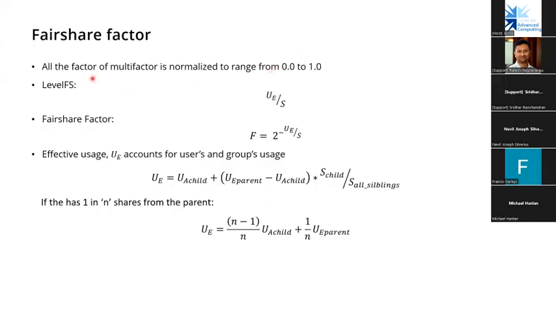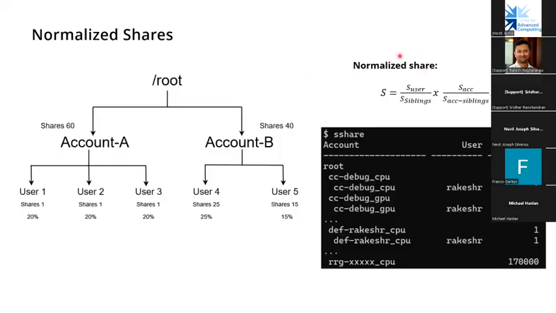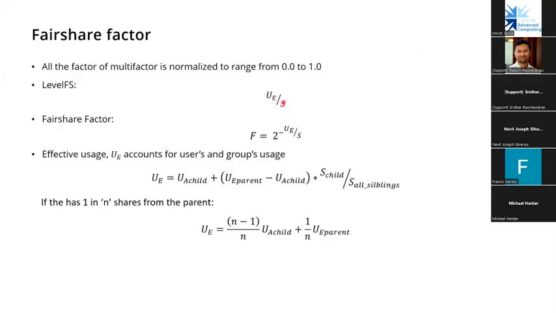And initially, I showed how the normalized share is calculated, and the fair share factor is nothing but the ratio between the effective usage factor, the current usage, and the total shares. This value can essentially go from 0 to infinity, because mathematically speaking, my shares are fixed, but my usage can be infinite. So we need to normalize it to between 0 and 1.